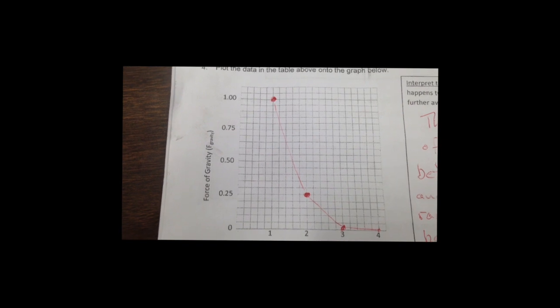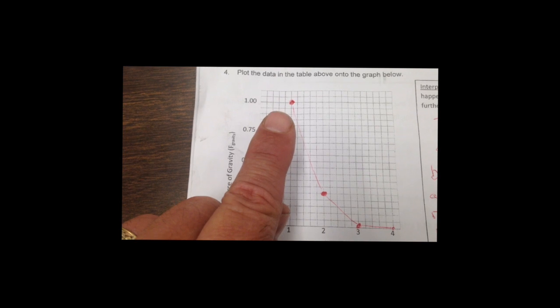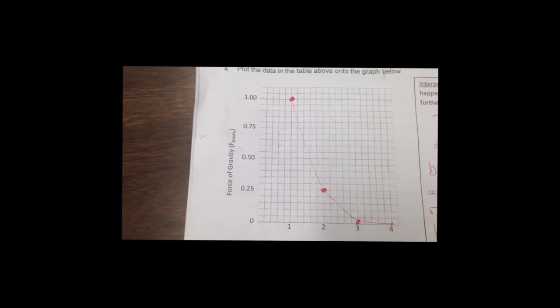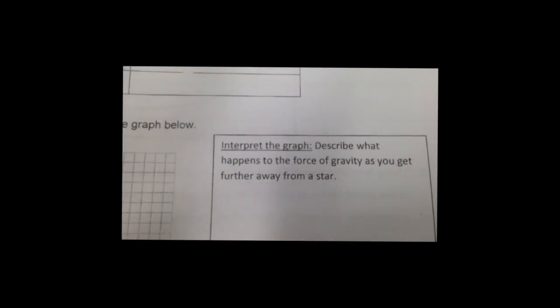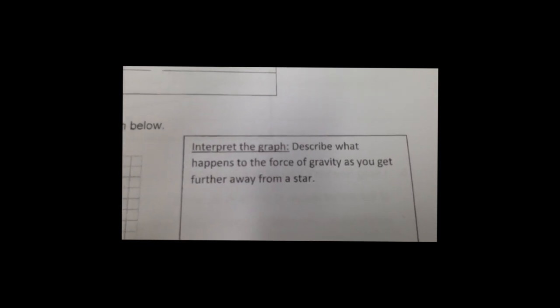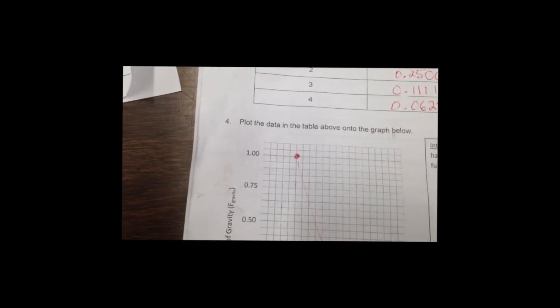Okay, so this is what I got. Hopefully you got the exact same thing. Notice when we plot them, we get the first number way up here, and then the next number way down here, the next number way down here, and the next number way down here, and I, of course, connected them with a line, making this a line graph. All right, that's what it looks like, but now the goal is to interpret that graph. So the next item is to describe what happens to the force of gravity as you get further away from a star using that data that you just plotted. Hopefully this is simple and you already know it, but write it down in a complete sentence.